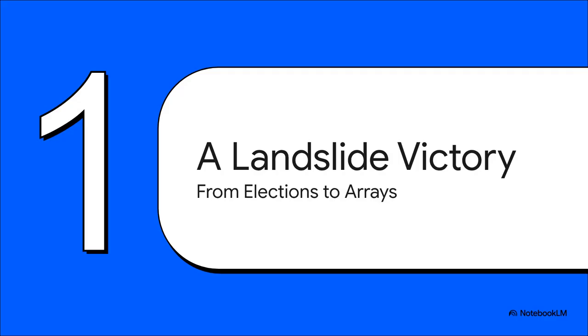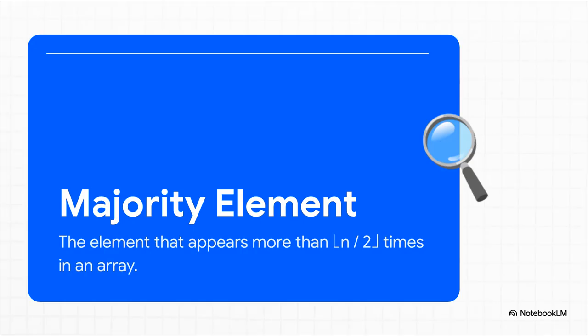That whole election idea, it's the perfect way to wrap our heads around the coding problem we're about to solve. So let's see how this concept of a landslide victory translates from politics into the world of arrays and code. In programming, we call this the majority element problem. We're given an array of numbers, and our job is to find the one number that shows up more than half the time. So the numbers are our votes, and that majority element, that's our landslide winner. And here's a key detail for this problem. We are always guaranteed that a majority element exists.